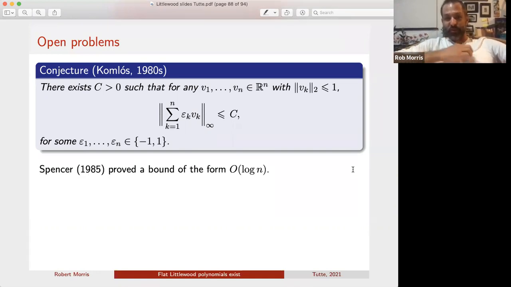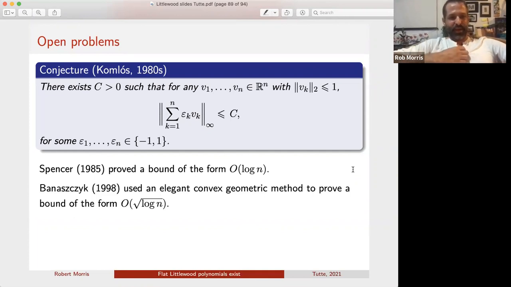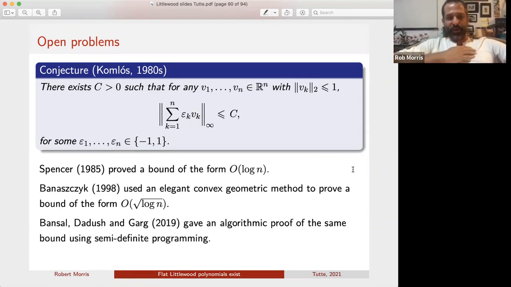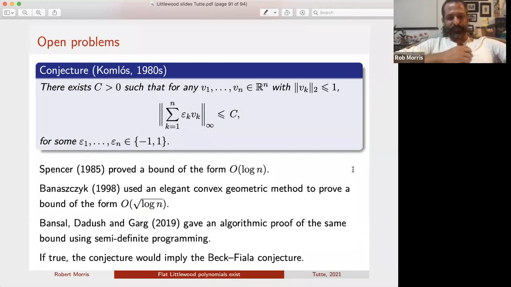But the best we know is Spencer proved order log n, using similar ideas in the same paper. Banaszczyk, I hope I'm pronouncing that correctly, used a geometric method to improve this to root log n, and Bansal, Dadush, and Garg gave another proof of this using semi-definite programming, so sort of a more probabilistic proof. I don't know the Banaszczyk proof, but this proof of Bansal, Dadush, and Garg is really lovely. Oh, and just to note that this conjecture would also imply the famous Beck-Fiala conjecture in discrepancy theory.